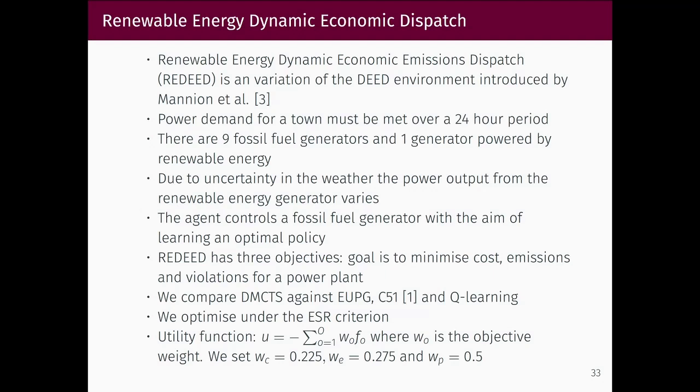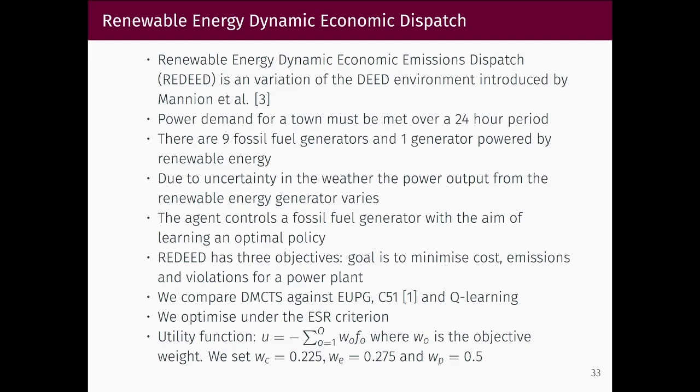The output of the renewable energy generator is determined by the weather, and unfortunately there is a storm coming into this town, and the weather will be unpredictable. So there are obviously varying probabilities that we'll have good weather or bad weather, which will allow us to produce or stop our production. The goal of the agent is to control one of the fossil fuel generators and minimize the penalty violations, the cost and emissions of running that generator.